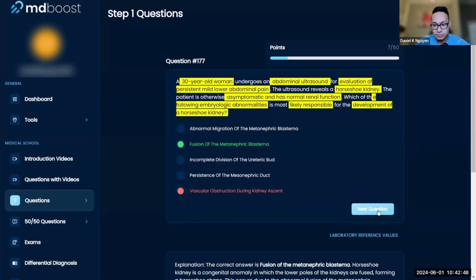So I think the key to this question was being able to understand the different portions of the embryology of the kidney.